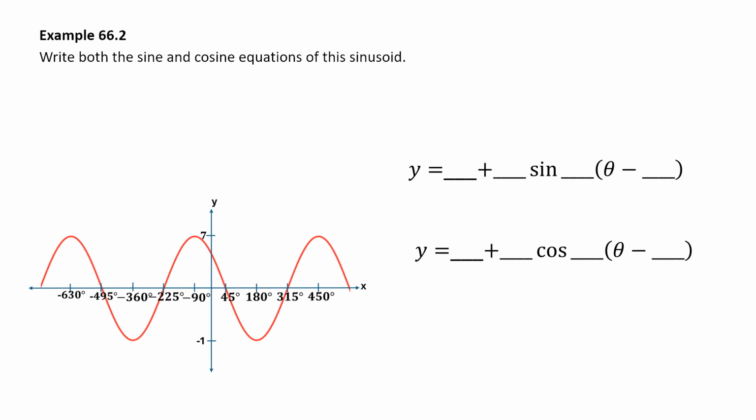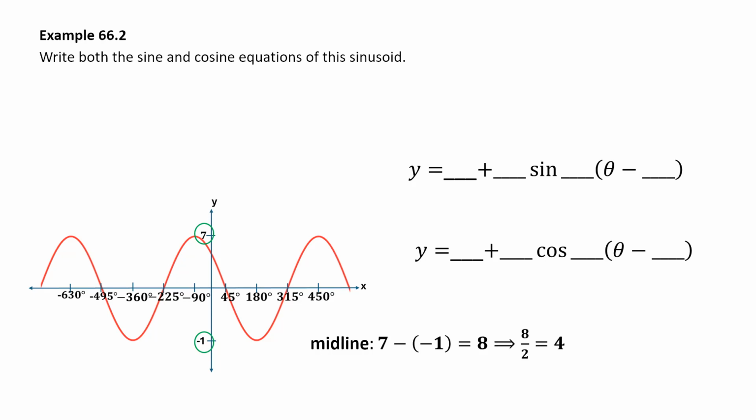So first of all, the first blank that we need to fill in is the midline. To find out what that center line is, that horizontal line that goes right through the middle of the function, we need to look at the maximum and the minimum. At maximum, this function is up at 7, and at minimum, it's down at -1. So halfway between those two is going to be where that center line is. The distance between 7 and -1 is 7 minus -1, which is 8. And then half of that is 4.